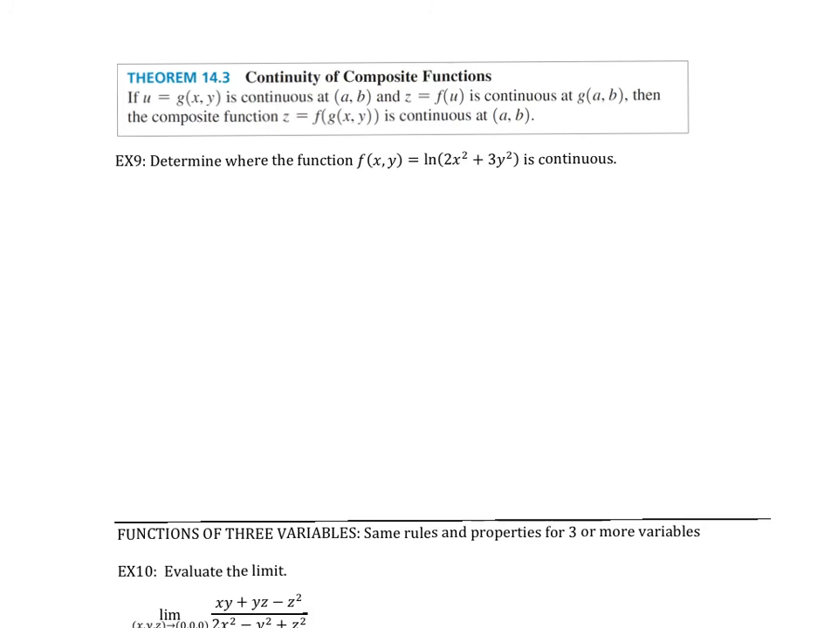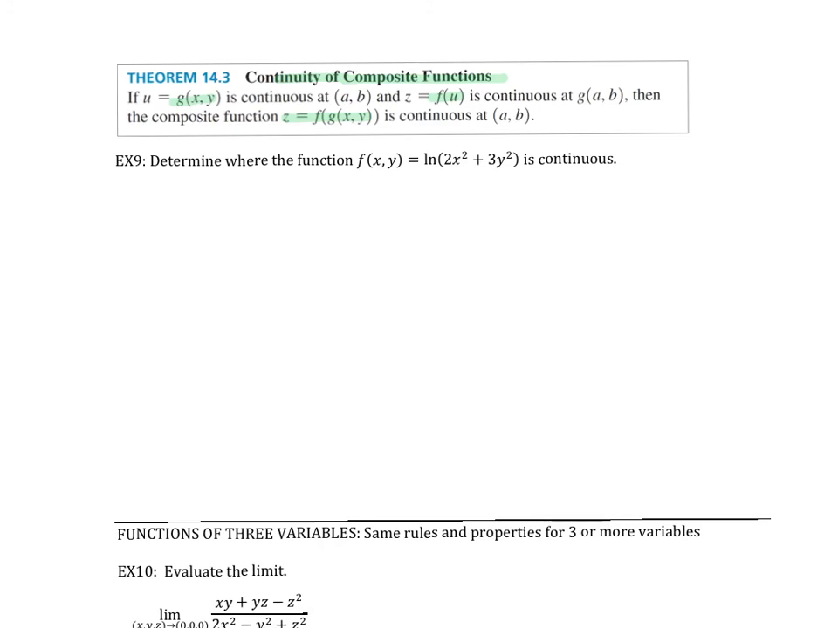In single variable calculus, we talked about continuity of a composition of functions. And we have it for our multivariable calculus as well. So if we compose two functions, g and f, then if it's continuous at both of those pieces, that's basically what it's saying, then when you compose them, it's going to be continuous.